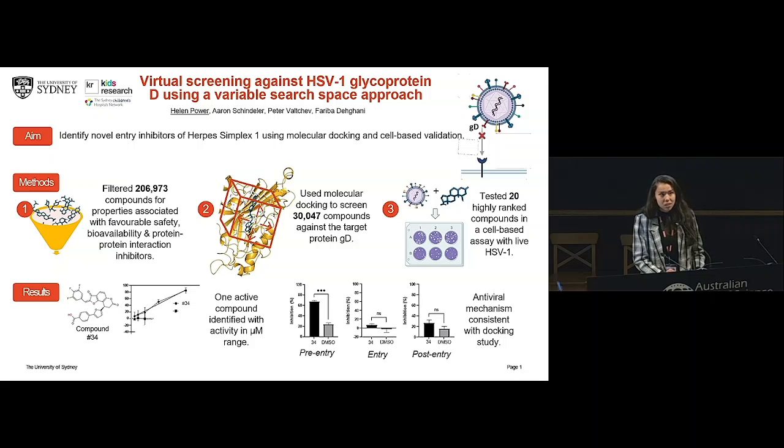After this, 20 highly ranked compounds were selected, purchased and tested in the lab against live HSV1 virus. One compound, compound number 34, showed antiviral activity in the micromolar range, with over 80% inhibition of infection. When the drug was introduced at different time points over the course of infection, we found that when it was pre-incubated with the virus, it blocked infection, but not at the other time points. That's consistent with the predicted docking mechanism.